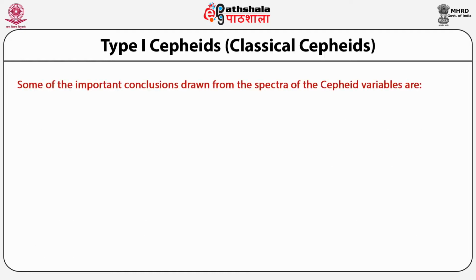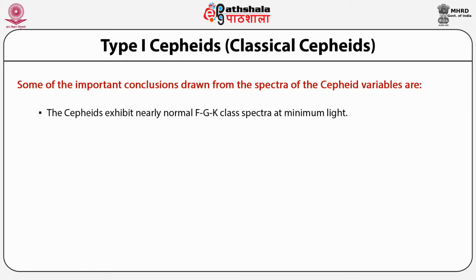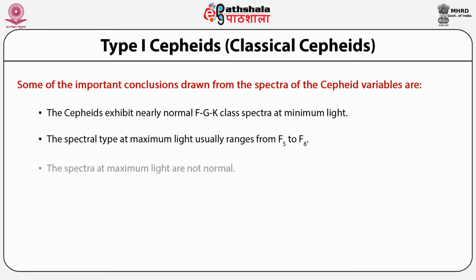Some of the important conclusions drawn from the spectra of the Cepheid variables are: number 1, the Cepheids exhibit nearly normal FGK class spectra at minimum light. Number 2, the spectral type at maximum light usually ranges from F5 to F8. Number 3, the spectra at maximum light are not normal.